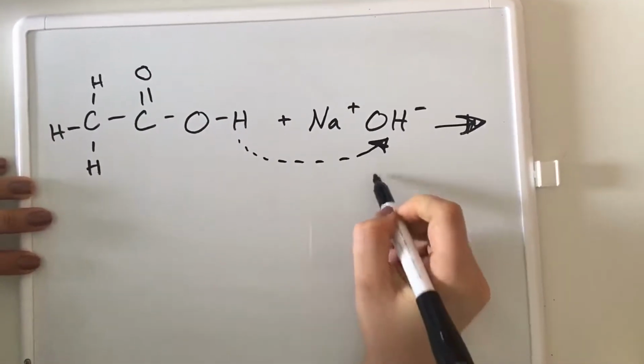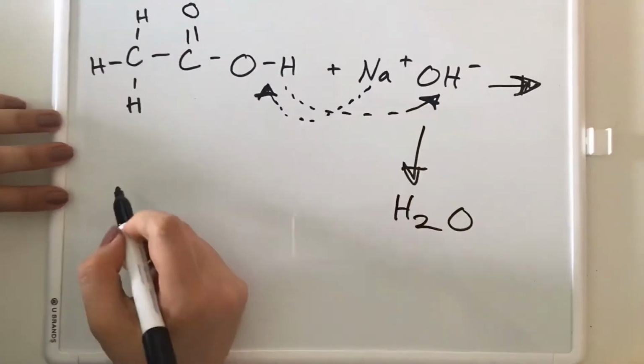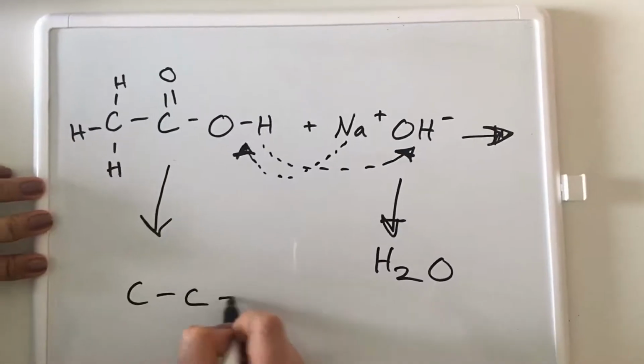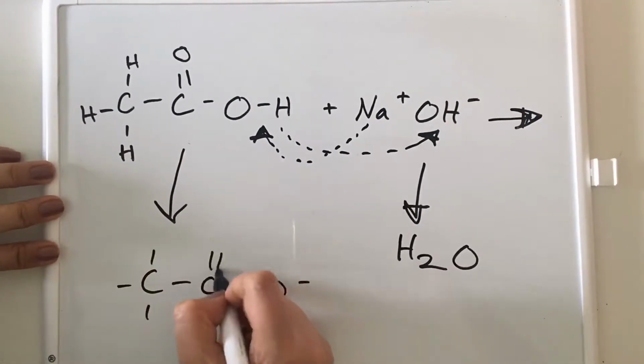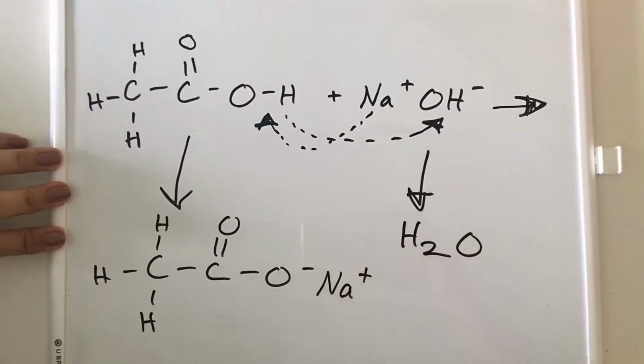First, we lose the hydrogen atom to the hydroxide group, making water, and then the positive sodium attaches to the carboxylate ion so that we have the carboxylate ion, which has a negative charge, with the sodium that has a positive charge.